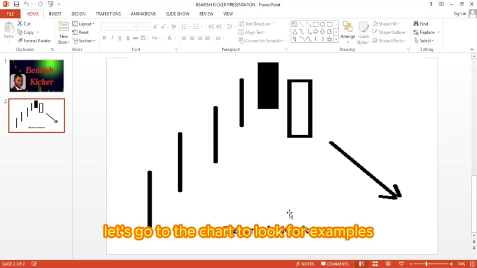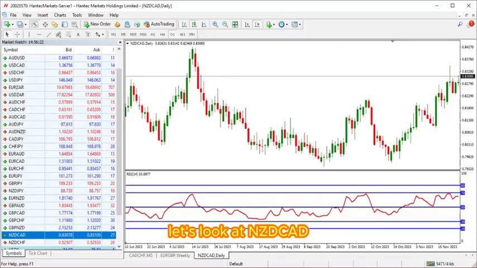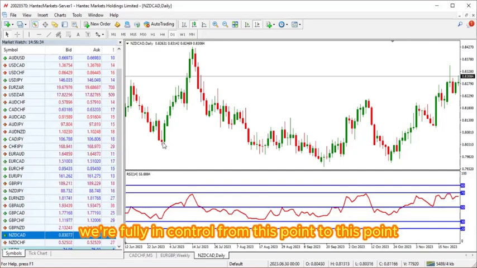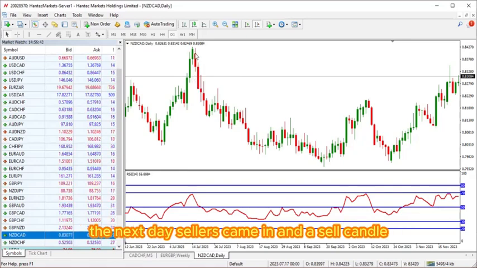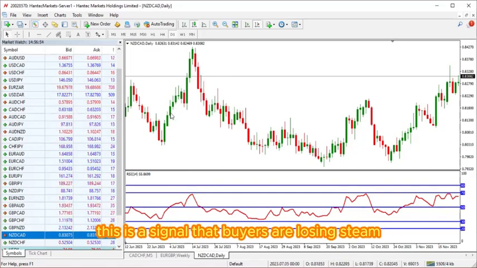Let's go to the chart to look for examples. Let's look at NZD. This is NZD daily time frame. The market was buying. Buyers were fully in control from this point to this point. At this point, a buy candle opened at this level and closed at this level. The next day, sellers came in and a sell candle opened at the body of the buy candle and then closed below the open of the buy candle. These two candles make up bearish kicker. This is a signal that buyers are losing steam. It's a signal that buyers are losing momentum, which is a bearish reversal signal.